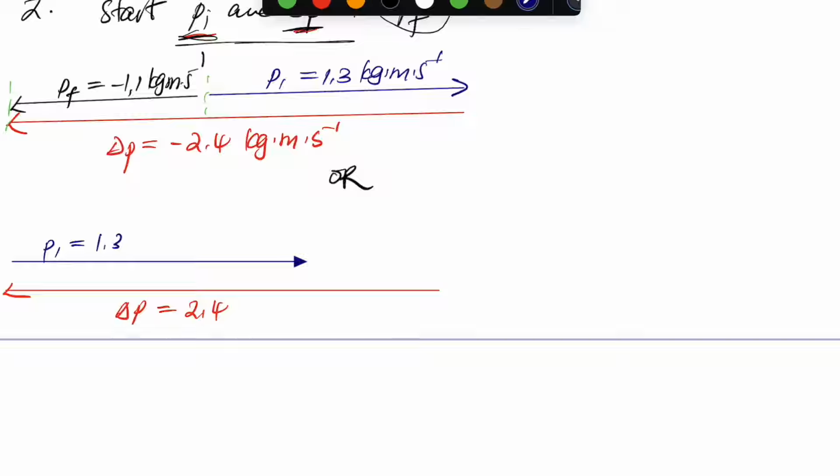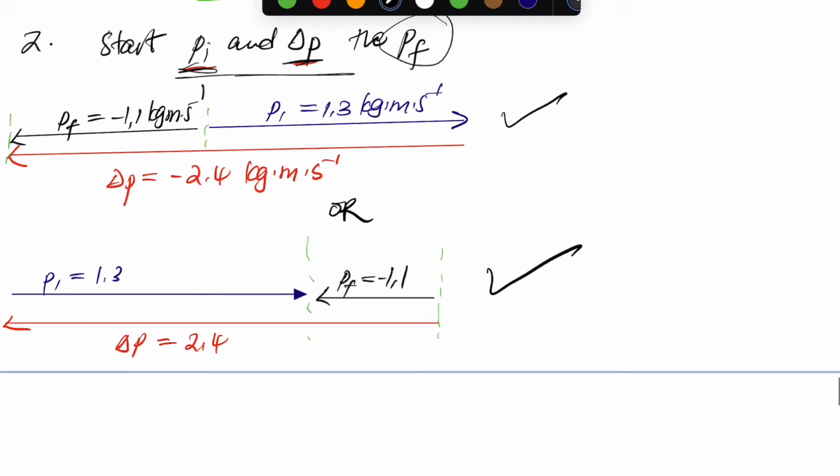And then the next thing is going to be the P final. Even here, the P final, the momentum final, you draw it from the tail of the first vector, from here, to the head of the last vector, still going to the left. I used black. Do you see? So this is the P final. It's negative 1.1. They are going in the same direction. This is the same as this one when it comes to drawing the vector diagram, right?